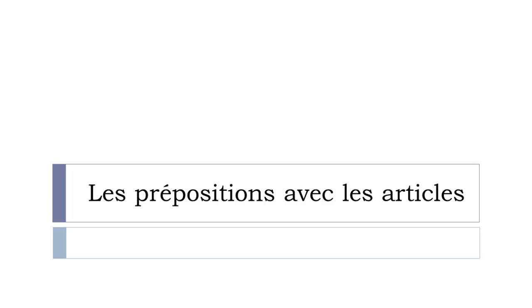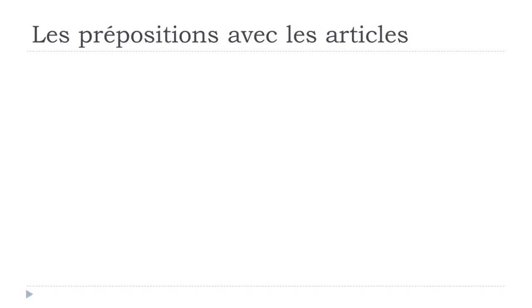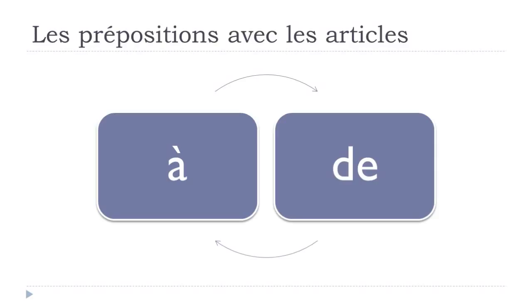Okay, so first in this video we'll work on à and then de, and especially when you combine these two prepositions with articles. So we'll see first les articles indéfinis, un, une, des, okay, and after that we'll see les articles définis, le, la, les, and especially we'll concentrate on the way these prepositions react when they are combined with these articles.